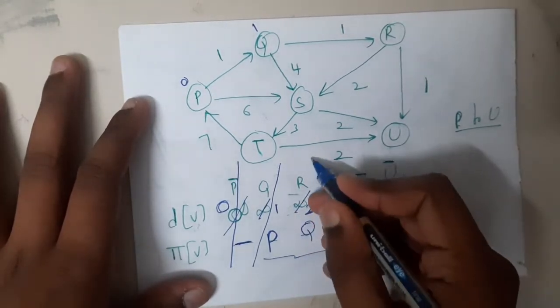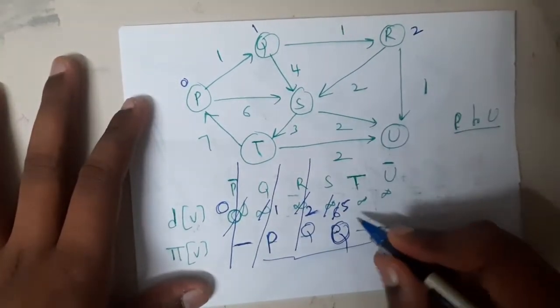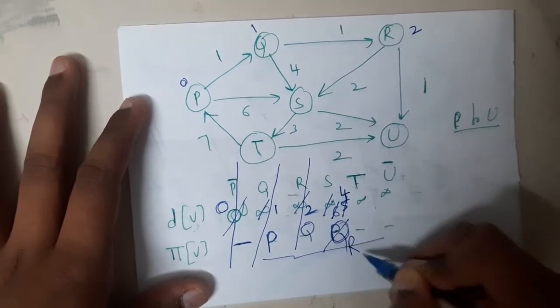So now which is minimum? R is minimum. So now let us strike off R and let us write the value here. So from R you can go to S. So the cost is 4. Okay, so this is really great. The S cost is being completely reduced by R.